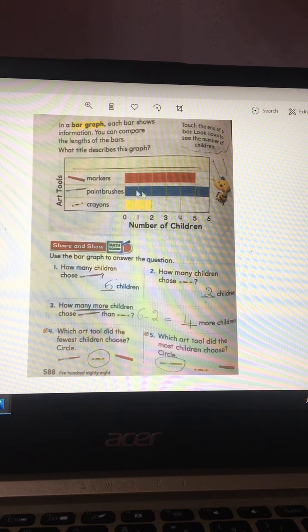The lesson is about how to read and make bar graphs. Let's take a look at what a bar graph looks like. Okay, this is the bar graph.